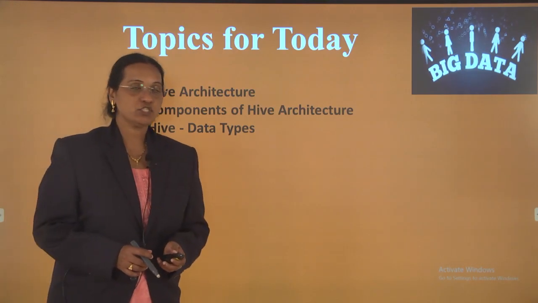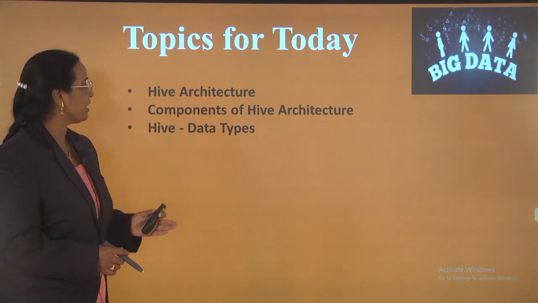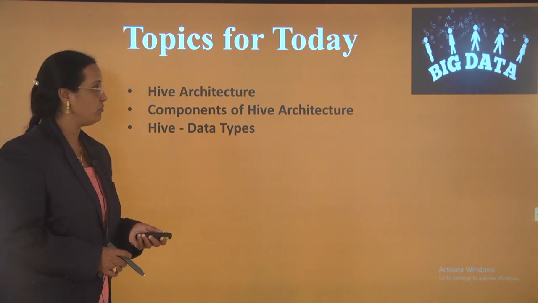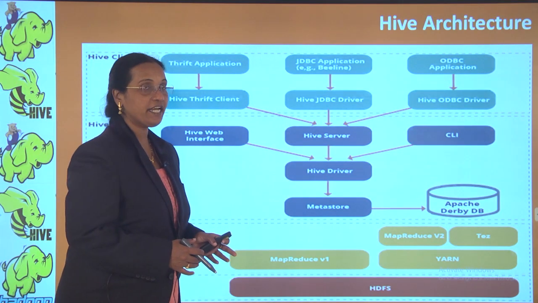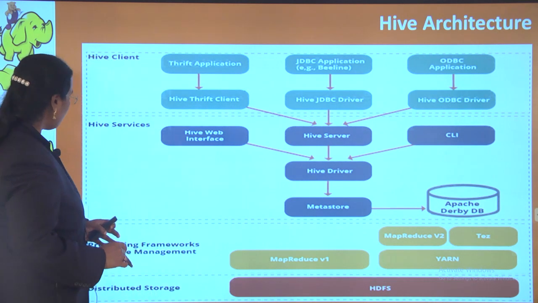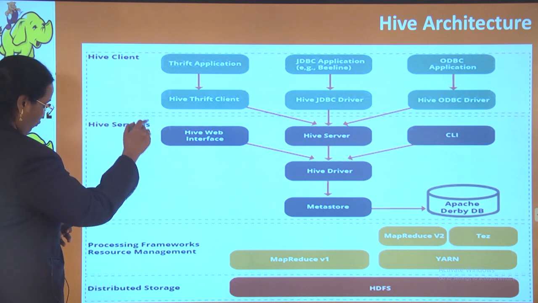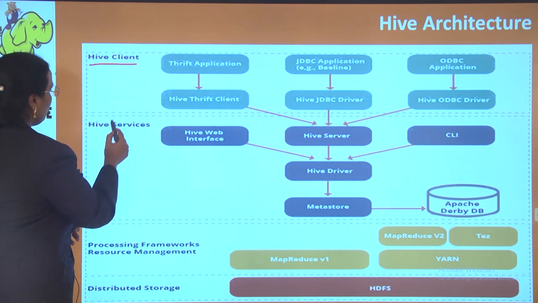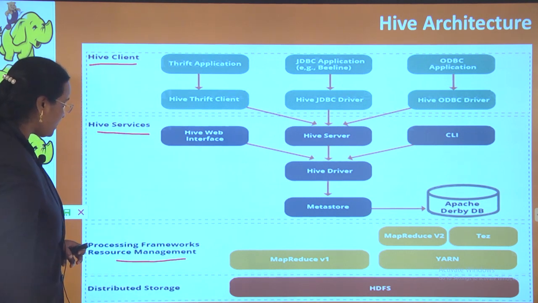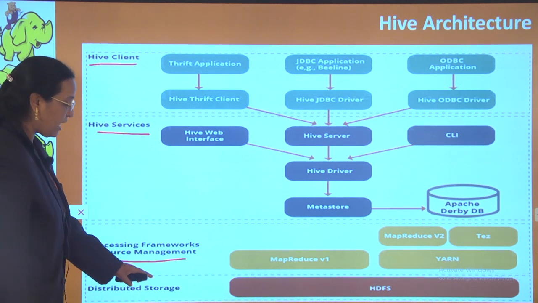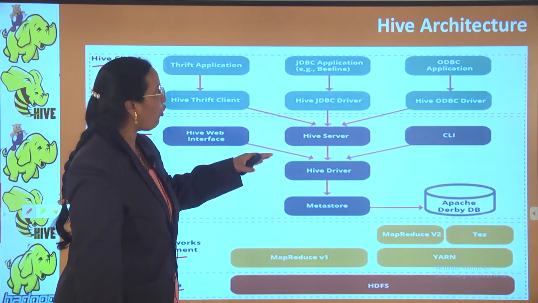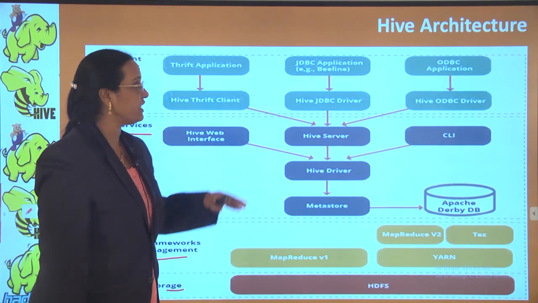Yes, in today's class we are going to learn about Hive architecture, components of Hive architecture and various data types of the Hive. So this is the Hive architecture and which is very important. So in the Hive architecture we can see 4 phases. One is a Hive client, another is Hive services, another is called as processing frameworks resource management, and last is called as distributed storage. So these are the 4 phases present in the Hive architecture.